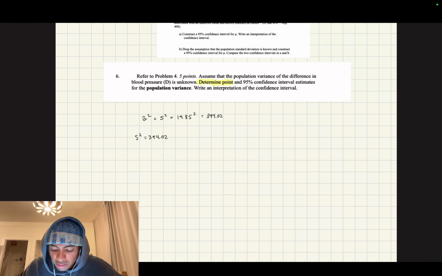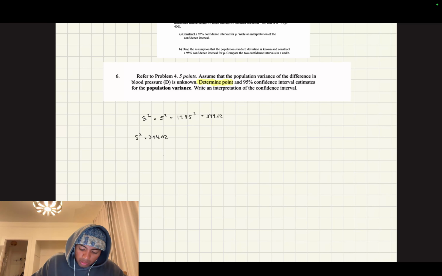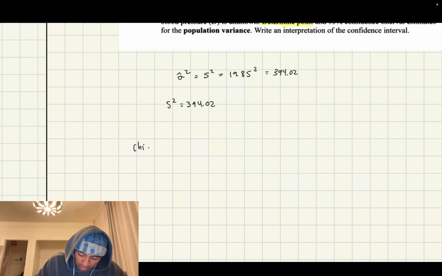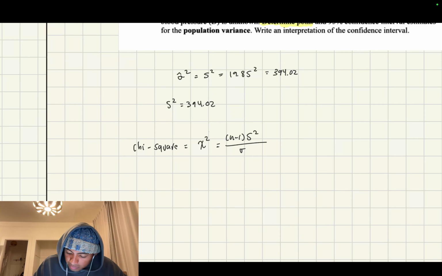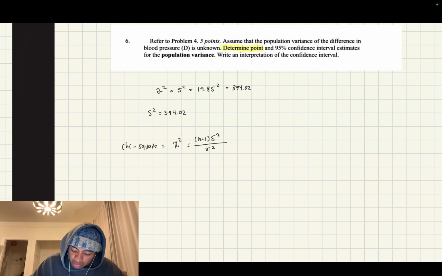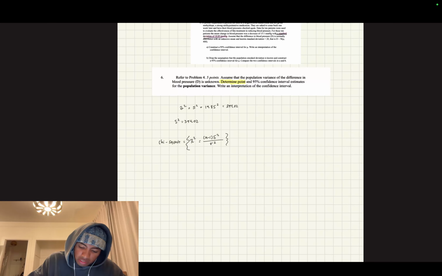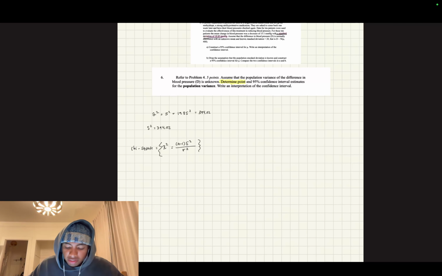Now it's asking us to do a 95% confidence interval estimate for the population variance. We know that we're going to be using the chi-square distribution, so let's write the test statistic for that, which looks like this: n minus 1 times s squared over sigma squared. Let's put both of these to the side to give us some space on the right-hand side.